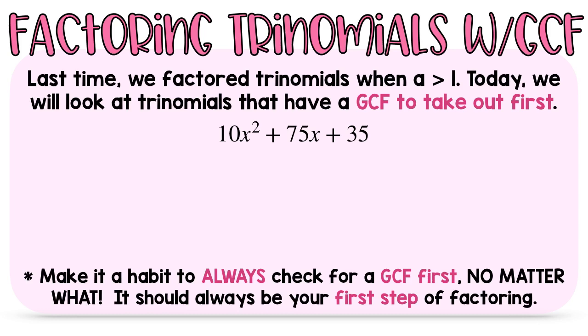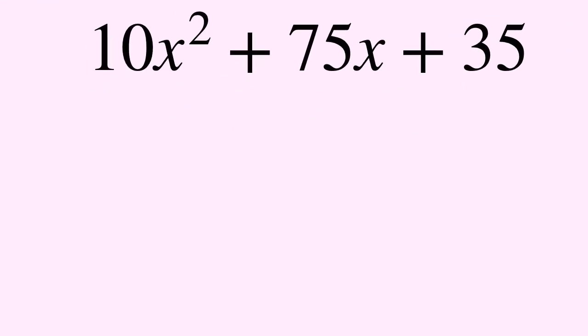So let's go ahead and see, do we have a greatest common factor that we could take out of here? Can you think of a number that goes into all three of those? The number that would work would be 5, right? 5 goes into 10, 5 goes into 75, and 5 goes into 35. So let's go ahead and take out the 5. So we've done stuff similar to this before, right? We know how to take out a greatest common factor. So to take out the greatest common factor, you just divide everything by 5.